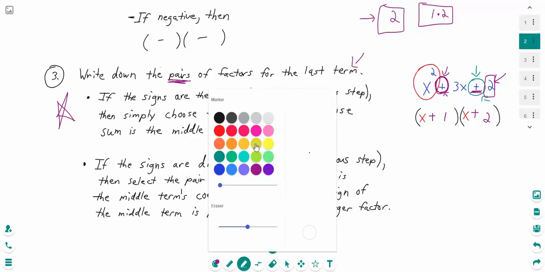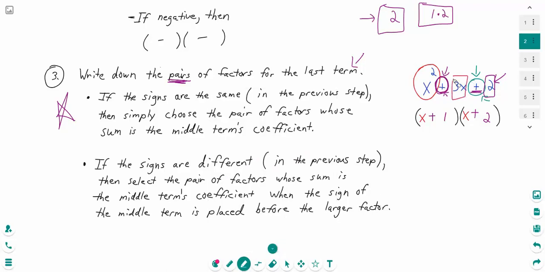Here is the middle term right here. Okay? And we're going to look at the coefficient of the middle term, which is a 3. All right? And we need to choose the pair of factors such that if added, not multiplied, but if added, they equal the coefficient of the middle term. So does 1 plus 2 equal 3? Yes, it does. So therefore, the 1 and the 2 are going to be the factors that we will plug into our parentheses. And we end up with x plus 1 times x plus 2.